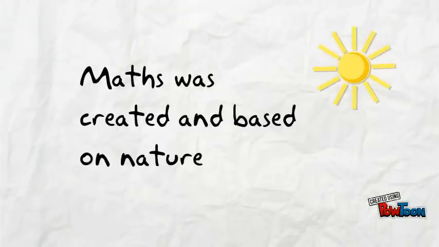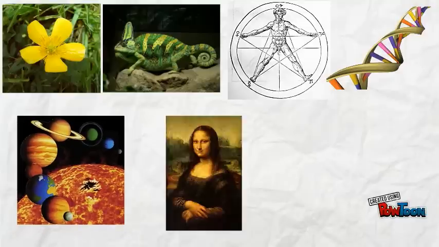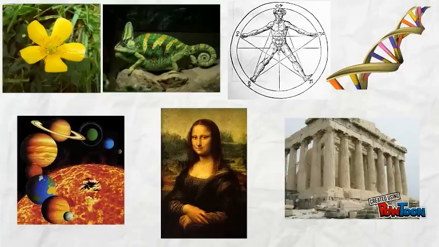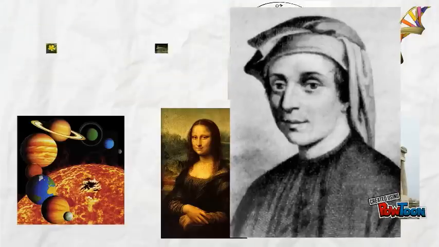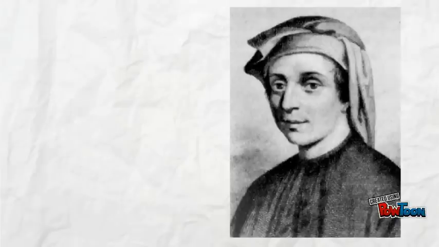It's called the Fibonacci sequence, and it's present in plants, animals, the human body, DNA, solar system, art and architecture, and much more. The sequence was identified by a mathematician from the Middle Ages called Leonardo of Pisa, or Leonardo Fibonacci. One reason that the Fibonacci sequence is great to work with is that it is very easy to calculate.